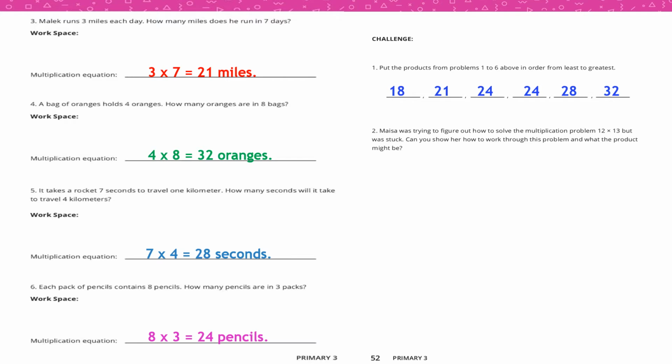Question number 2. Maisa was trying to figure out how to solve a multiplication problem. This multiplication problem is 12 times 13, but she was stuck. She couldn't do it. Can you show her how to work through this problem? And what is the product? We have 12 times 13.